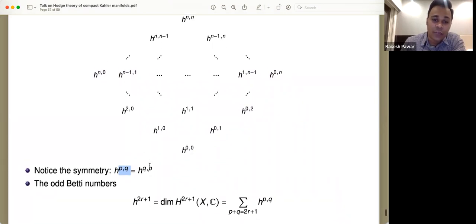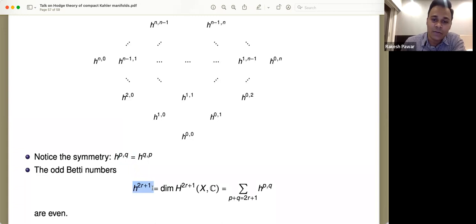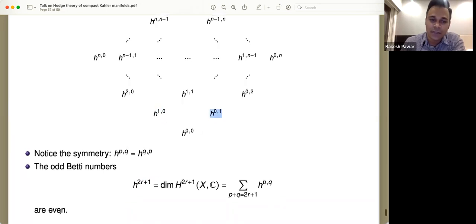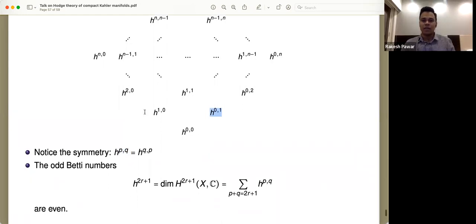And of course, you can notice that if you have an odd Betti number, because of this, let's think about H^1. H^1 is the sum of these two numbers, and by symmetry h^{1,0} is h^{0,1}. So the odd Betti numbers are even. These are some integers, and they are paired up. So odd Betti numbers are even.